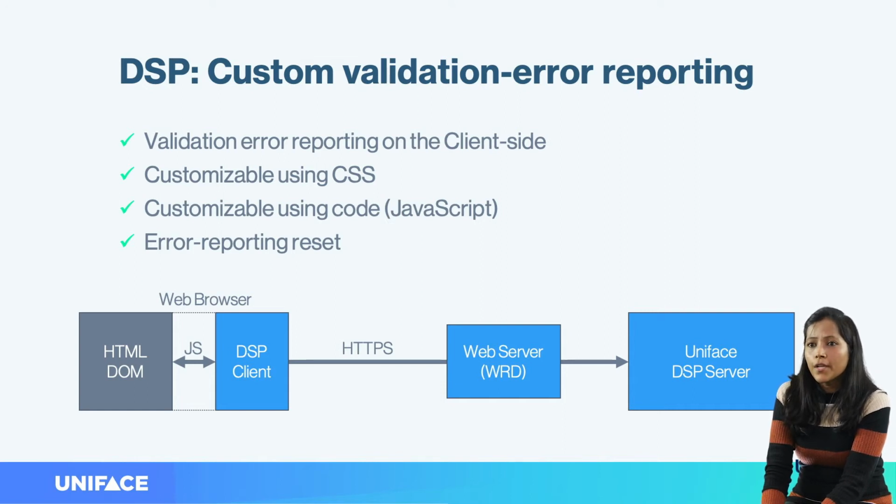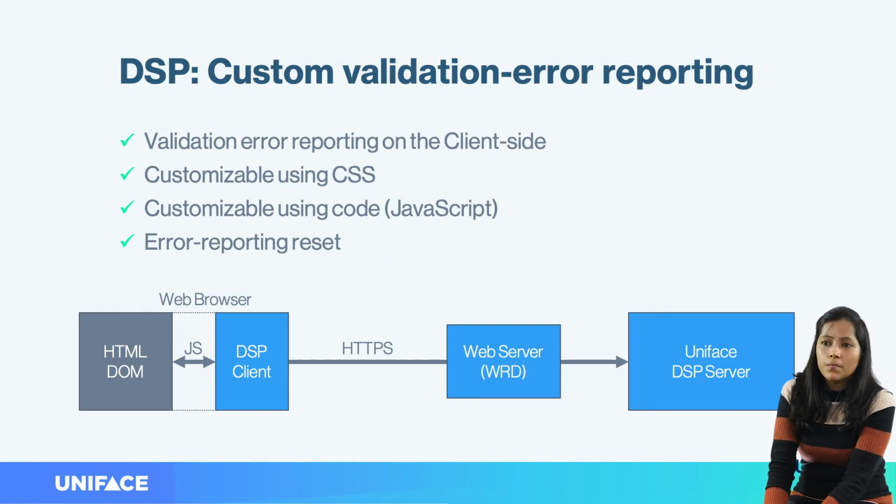Before, the error reporting on the client side was always done in a default way, but now it has been enhanced to be done in a customized way, where the error reporting can be customized using CSS styles, as well as customized code in JavaScript. So there are dedicated web triggers provided on the DSPs which can be used for validation error reporting in a customized way for client-side error reporting as well as server-side error reporting.